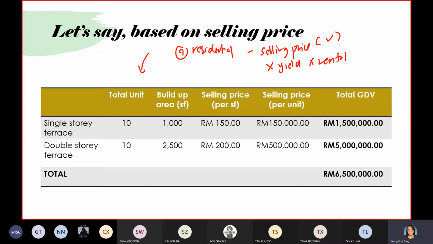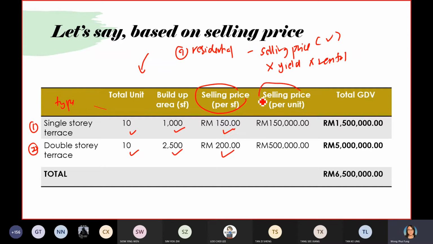So say for example, my property, I have two types. First type is single story. Second type is double story. So single story, double story, I allocate 10 units. So the built-up area, single story 1,000 square feet, double story 2,005 square feet. So the selling price per square feet is 150 for single, 200 for double.